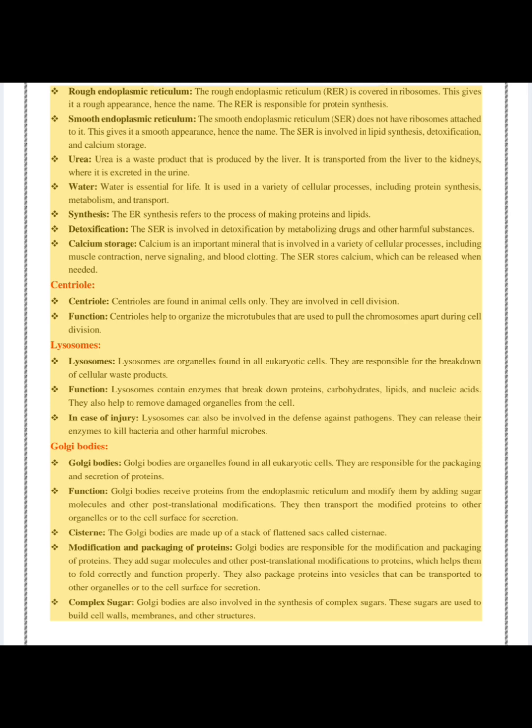Centriole. Centrioles are found in animal cells only. They are involved in cell division. Function. Centrioles help to organize the microtubules that are used to pull the chromosomes apart during cell division.